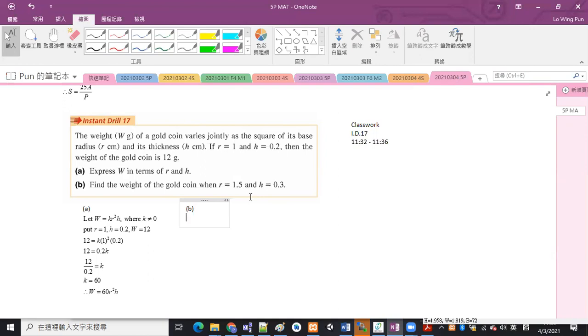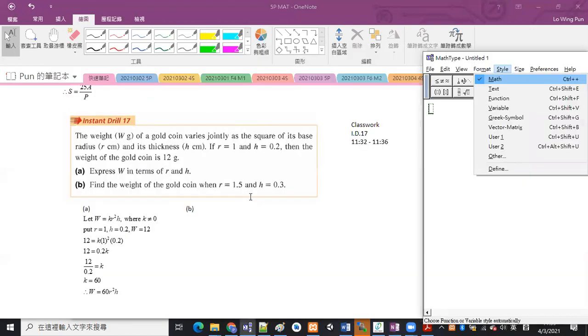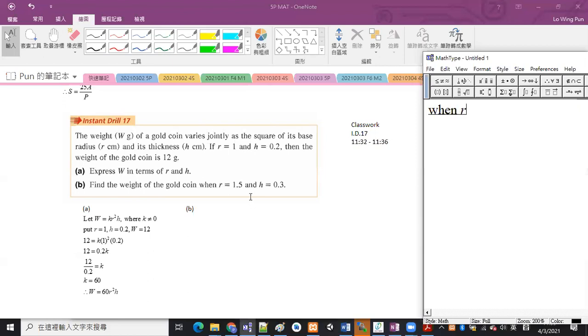When R is equal to 1.5 and H is equal to 0.3, just put these two numbers into our equation. W is equal to 60 times 1.5 bracket square times 0.3. And then just use the calculator to find the answer. Should be 40.5. Right? You get this?